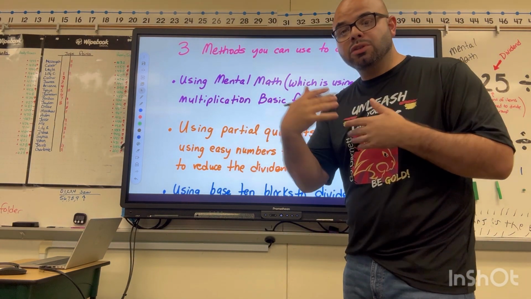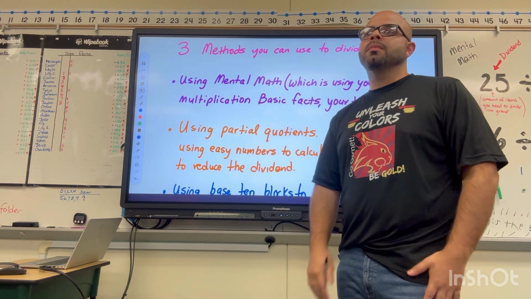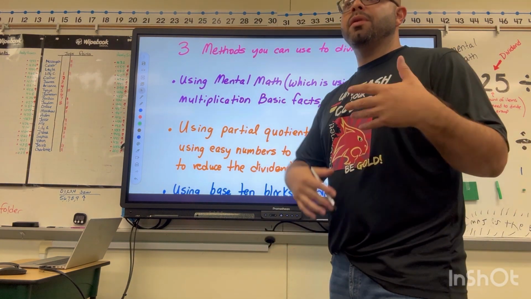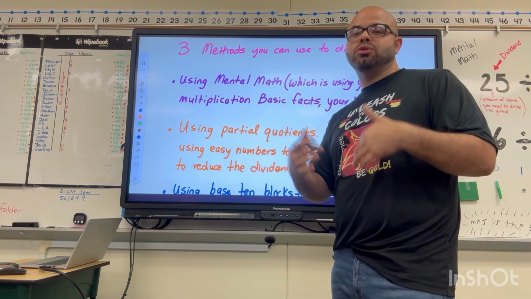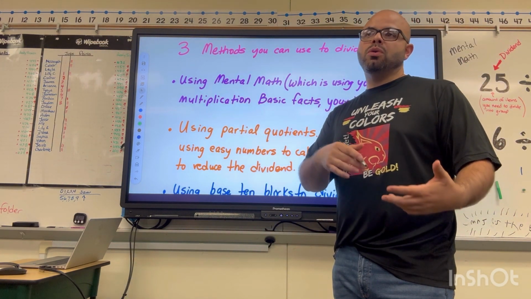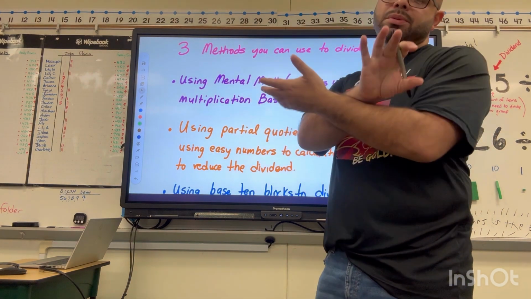24 divided by 8 is 3. How do I know that? Because 3 times 8 equals 24. Then you have 24 divided by 3 is 8. How do I know that? Because 8 times 3 equals 24. So if you know your multiplication facts, then you're gonna know the division, which is the flip side of it.